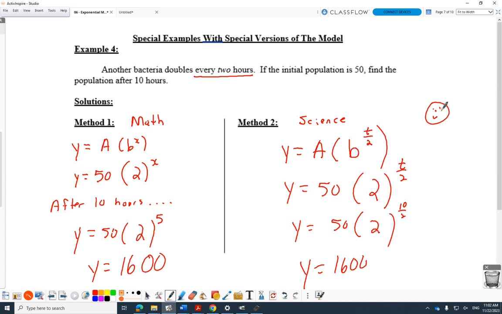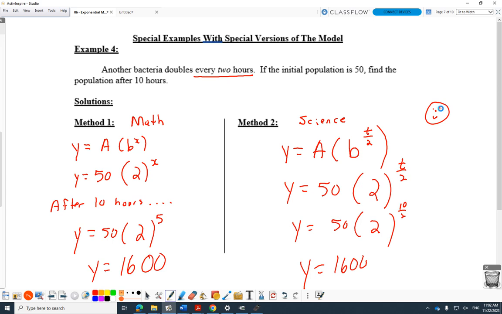But do you have any questions about what I did there? One formula goes, you've got to use your brain. You've got to only double 5 times because it's every 2 hours. One goes, as soon as we see double every 2 hours, let's put the 2 in the formula so nobody forgets. Okay? Very clever, science people. Very clever little formula you've built there.